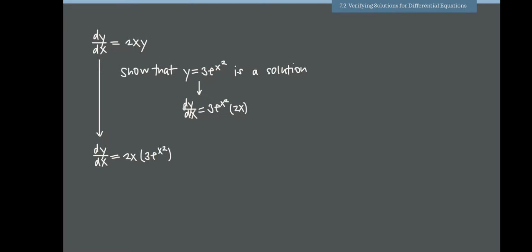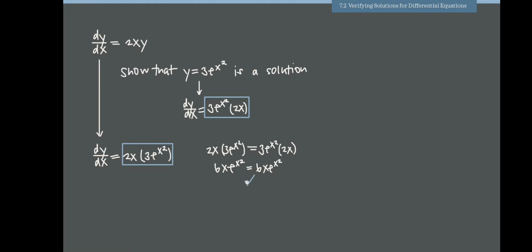And since they're both equal to dy over dx, we could take these right-hand sides and set them equal to each other to show that they are exactly equal. So we could write here 2x times 3e to the x squared is equal to 3e to the x squared times 2x, or if we wanted to simplify it on both sides, 6x e to the x squared is equal to 6x e to the x squared. And so that checks out, and we've shown that y equals 3e to the x squared is in fact a solution to the differential equation.